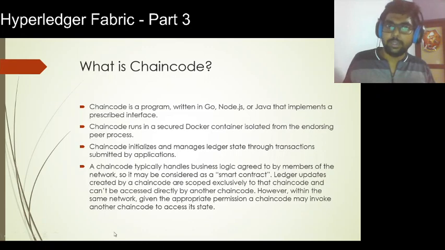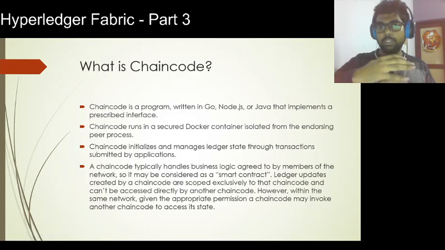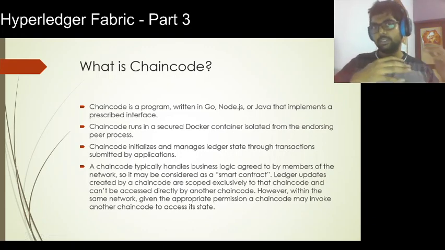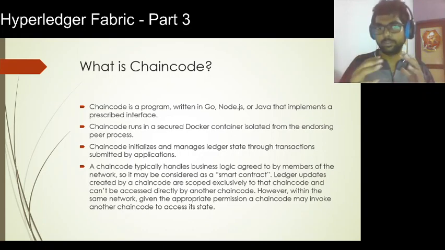Ledger updates created by chaincode are scoped exclusively to that chaincode and can't be accessed directly by another chaincode. That means a ledger that has one chaincode cannot be accessed by another chaincode. So one ledger will be accessed by one chaincode. One ledger cannot have two chaincodes.